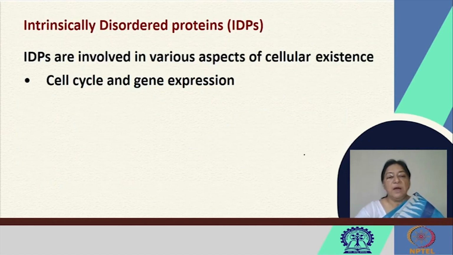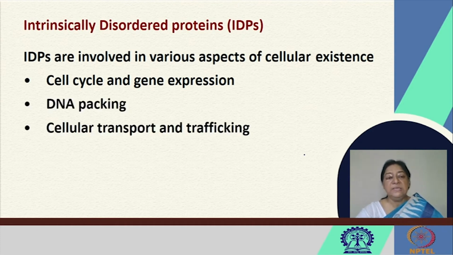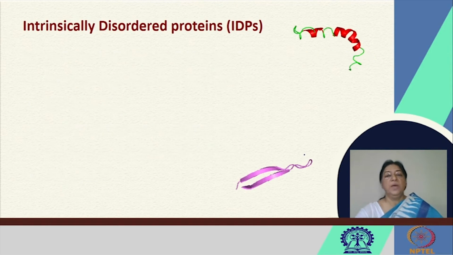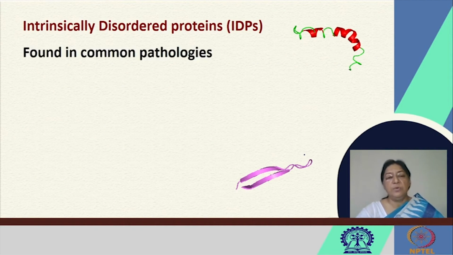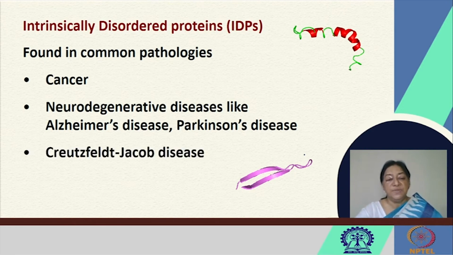The IDPs are involved in various aspects of cellular existence. They are involved in cell cycle and gene expression, in DNA packing, cellular transport and trafficking, communication and signaling, and regulation. Because of their lack of structure, these intrinsically disordered proteins are also found in common pathologies such as cancer, neurodegenerative diseases like Alzheimer's disease and Parkinson's disease, in addition to Creutzfeldt-Jakob disease.